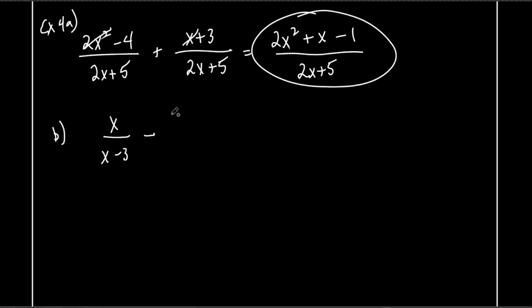I don't know. 3x plus 2 over x minus 3. Now, one thing's good about this. What's good about this? Common denominator, all right? So we write our fraction, and you just put your common denominator. All right, because they're both exactly the same thing.